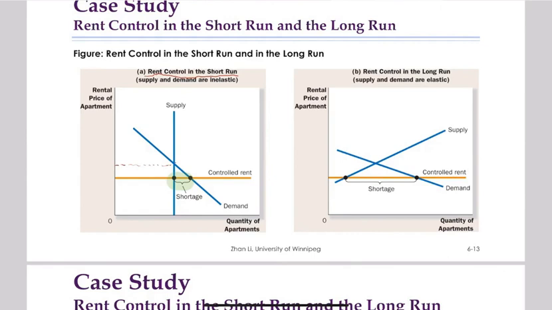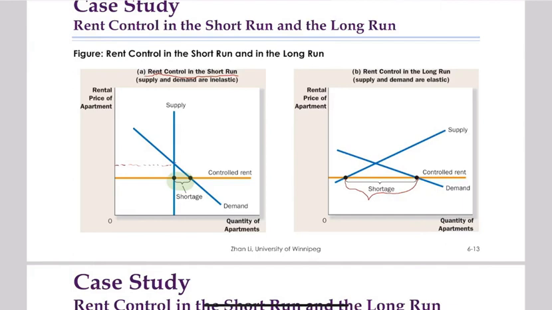On the right-hand side, we're thinking about what would happen to rent control in the longer term. So in the long run, you can see that both supply and demand would become more elastic. Again, I want to remind you that if a curve is flatter, then it is more elastic, right? So in this case, because both supply and demand become more elastic, what you could observe here is that the shortage becomes larger, right? The rent control price is the same.